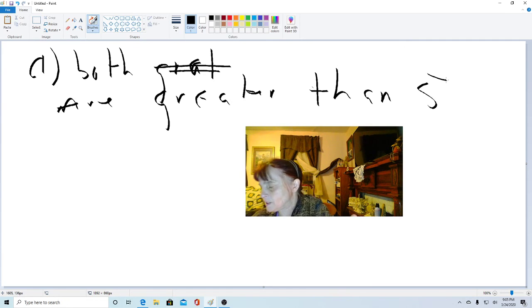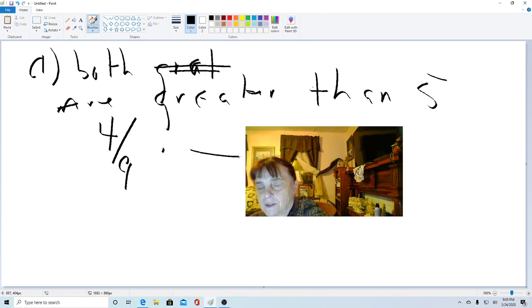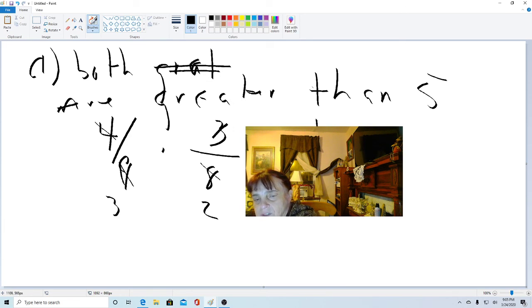Okay, so the probability the first one's greater than 5 is 4 ninths. And the next one will be 3/8. And that comes out to be, well, you can cancel 4 into 4 is 1, 8 into 4 is 2, 3 into 3 is 1, 9 into 3 is 3. That is 1/6.